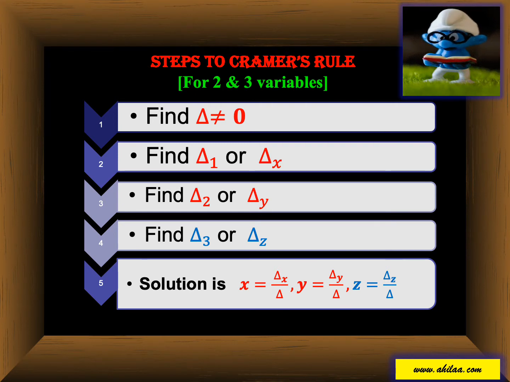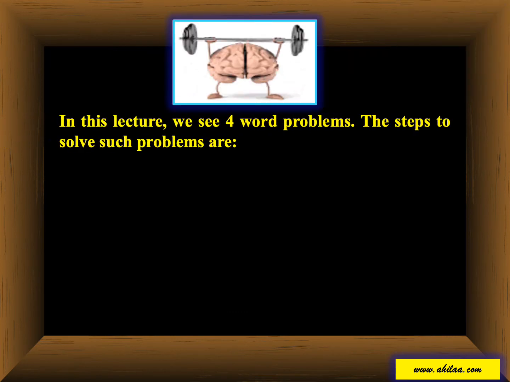If it is a 2 by 2 matrix, then you can finish with this step and move to step 5 to find the solution. x equal to delta x by delta, y equal to delta y by delta. Suppose it is a 3 variable problem, then we go for step 4, that is delta 3 or delta z, so that the solution of z will be z equal to delta z by delta. Got it? Fine.